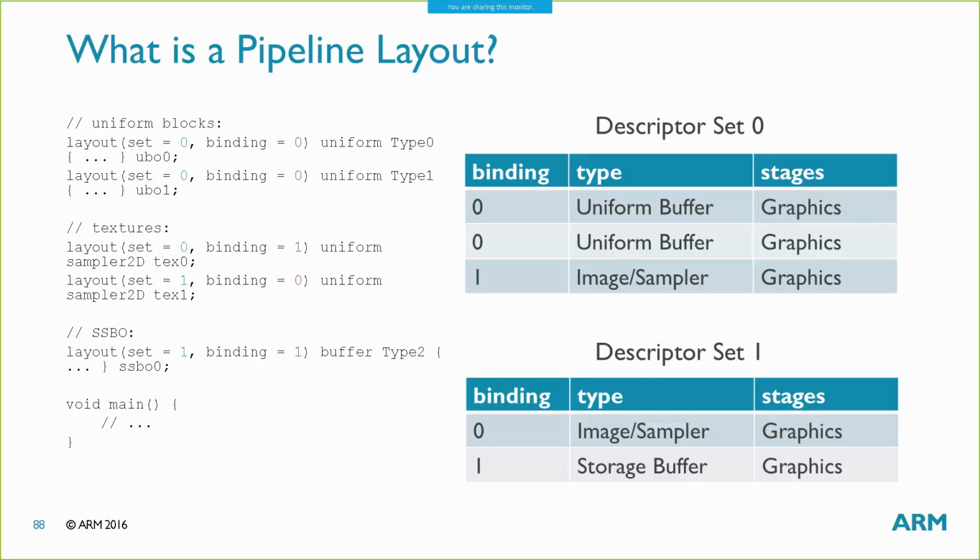But you can see that with the layout qualifiers, that first uniform buffer you have is in descriptor set 0, and it's binding number 0, and obviously it's a uniform buffer, and we expect to use that in all graphics stages, all graphics operations, and so on.